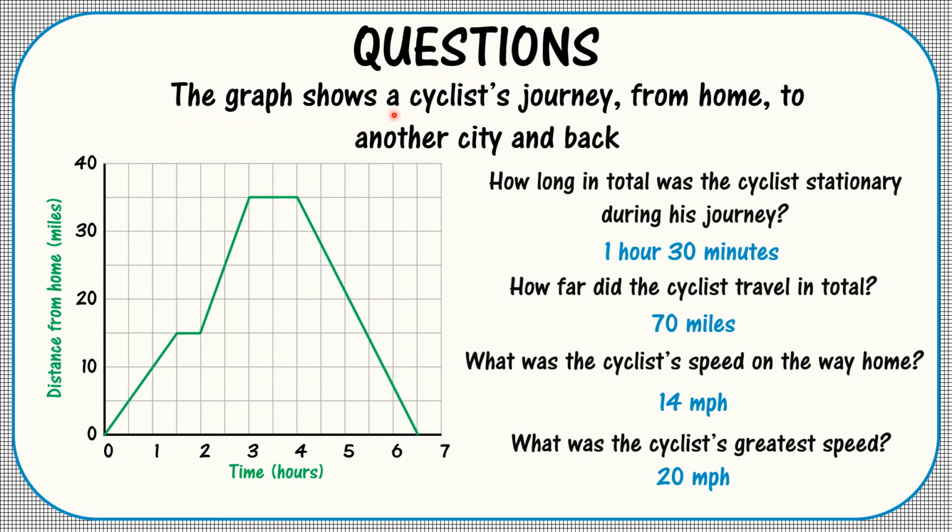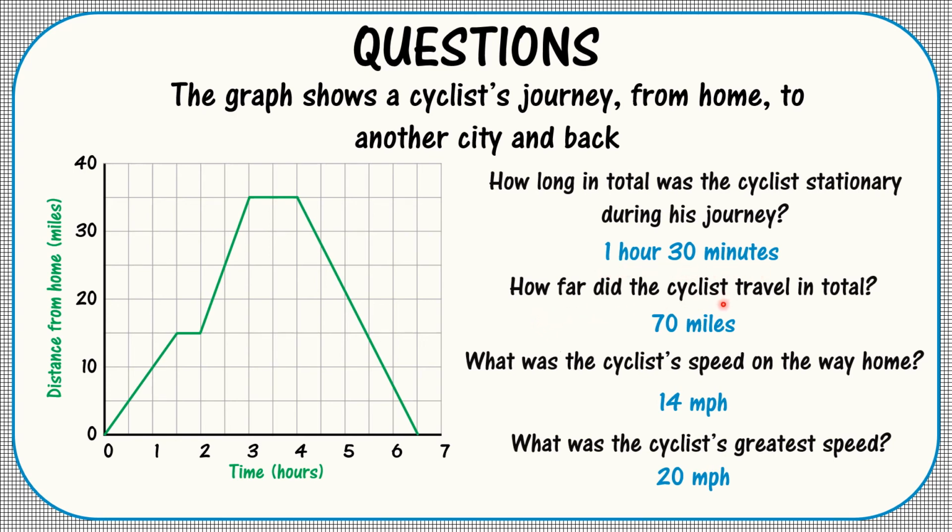The graph shows a cyclist's journey from home to another city and back. So we have been given this graph. How long in total was the cyclist stationary during his journey? What you need to remember is that when it is horizontal, that indicates that he is stationary. So from this point to this point is half an hour. From this point to this point, again, it is horizontal and it goes from 3 to 4. So that is 1 hour. So in total, he was stationary for 1 hour and 30 minutes.